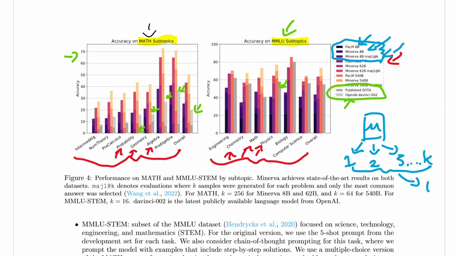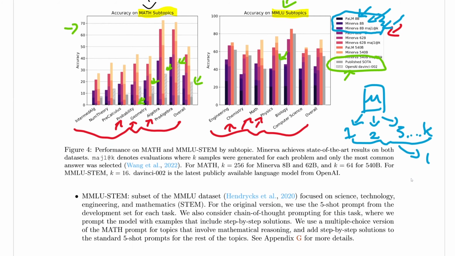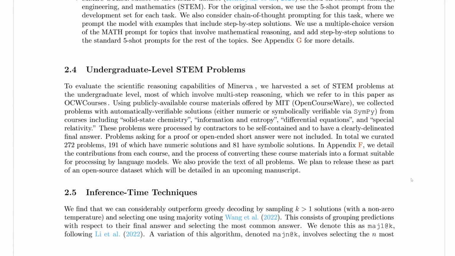So what about the results though on the other datasets? The next thing we wanted to look at, right, was these undergraduate level problems. So that's what they're taking a look at right here. These types of problems, just like the other two datasets previously, are not pure math. They give some examples here of what we'll be looking at. So solid state chemistry, which I don't know solid state chemistry. Information and entropy.